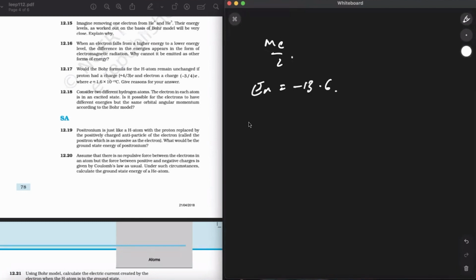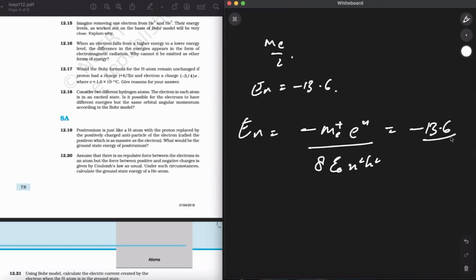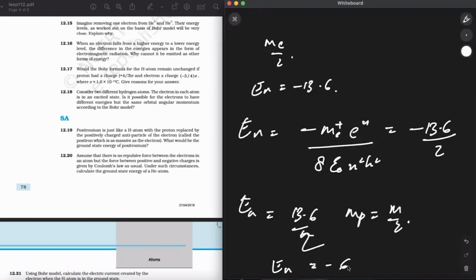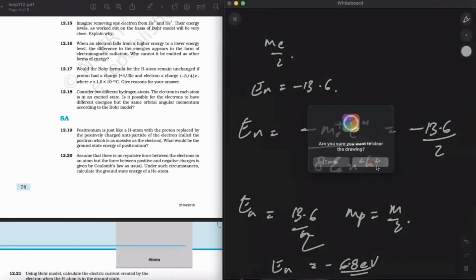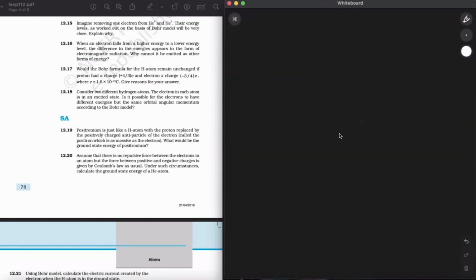So we already know the formula for En. The whole formula is En equals minus me^4 upon 8 epsilon naught square n square h square. If you only have to see about n and e, it can be written as minus 13.6. You already know this. So energy En will be 13.6 divided by 2, since the mass of positronium gets halved, so En will be minus 6.8 electron volts. You only have to change the mass.